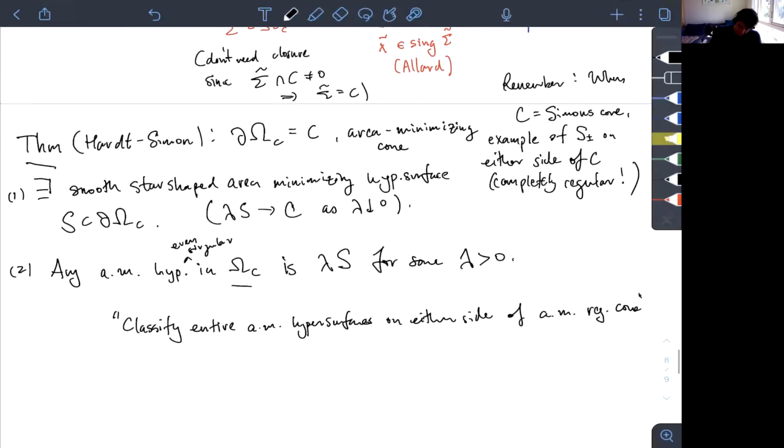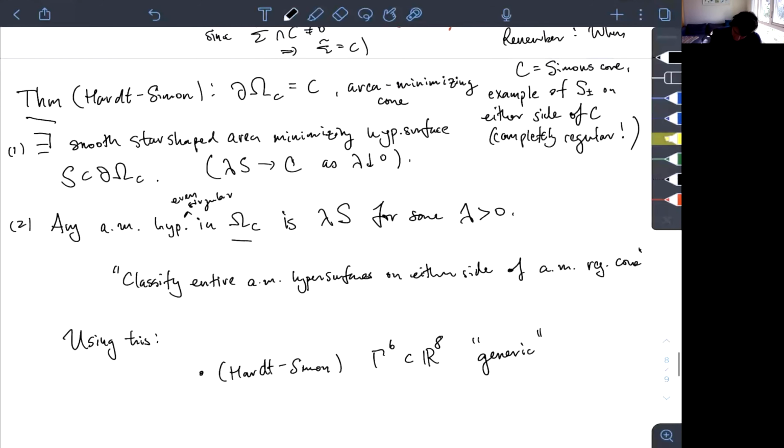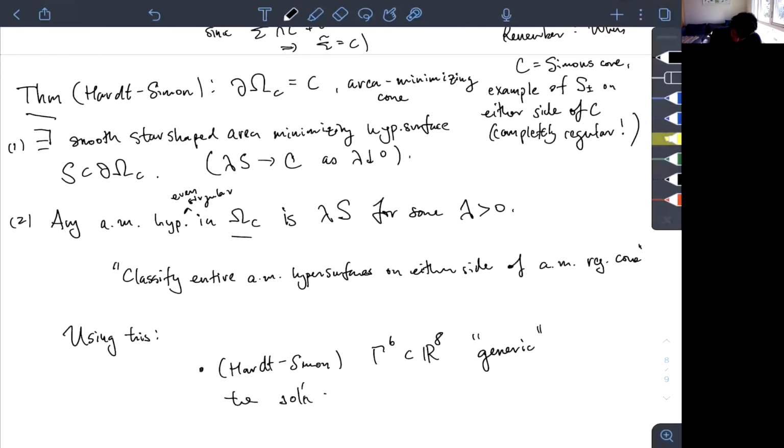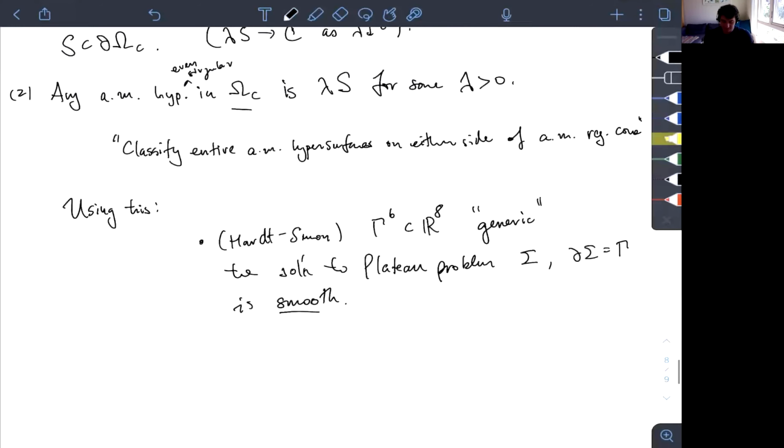And so, using this, Hardt and Simon show that for generic gamma in R8, the solution to the Plateau problem, right, the hypersurface with least area among all hypersurfaces with boundary gamma, this hypersurface will be smooth. Okay. And we've seen that this doesn't hold for all gamma. So you have to do some perturbation. Okay. So let me not say exactly what generic means here.